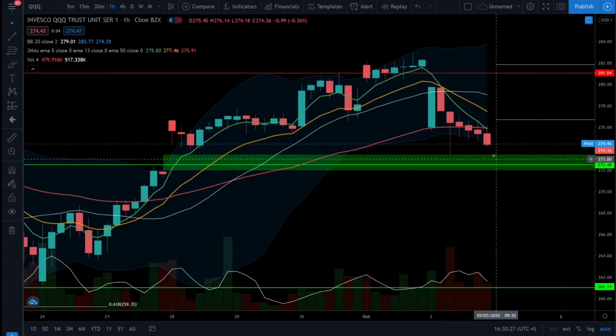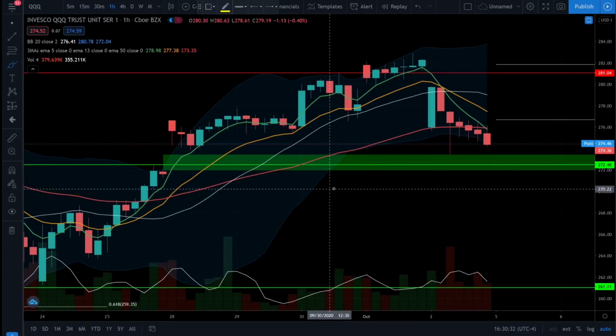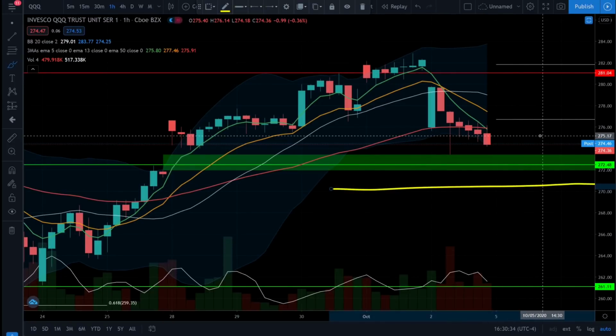So this gap is a critical area of support, and we want to be buyers off of support and set our stop loss below this support level if we are going to take that long position trade.